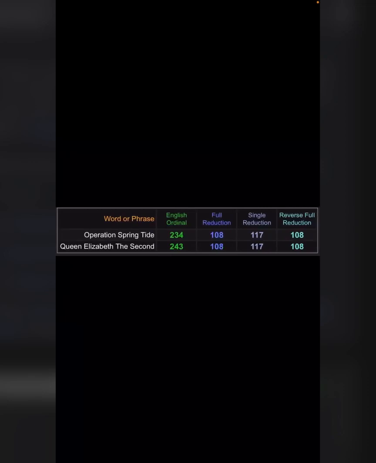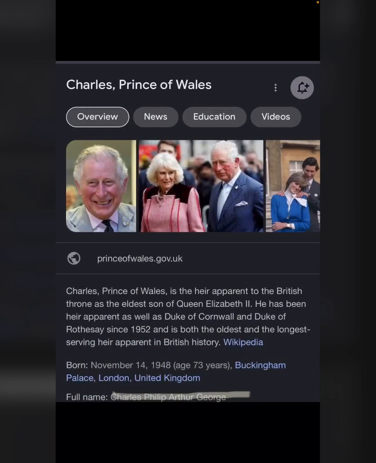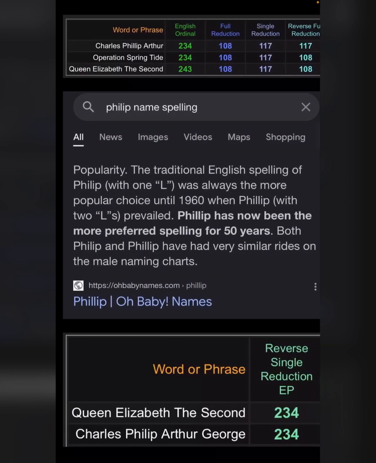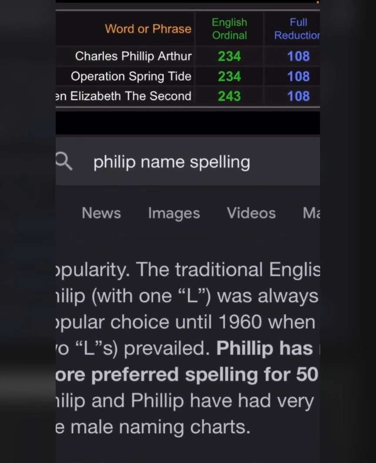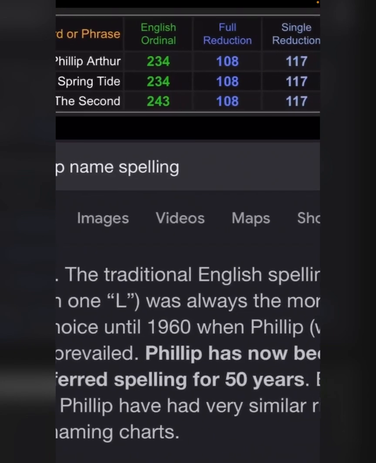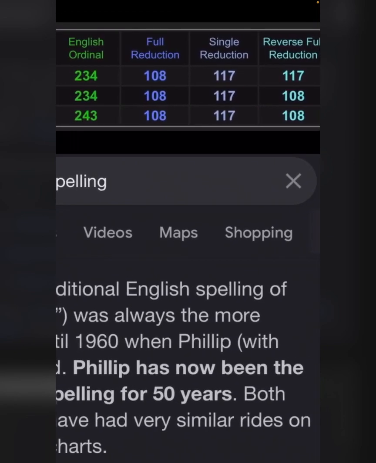So the next thing is, if you go to her son, his full name is Charles Philip Arthur George. If you take his full name, if you see in the top picture here, Charles Philip Arthur George, you're going to get a 234, just like Operation Springtide, and just like Queen Elizabeth II is 243, but also notice that he has the 108, the 117, just like the other two phrases as well.